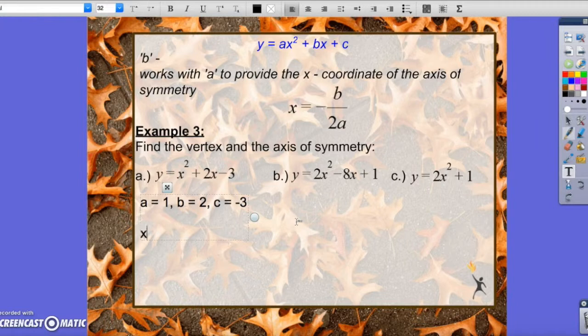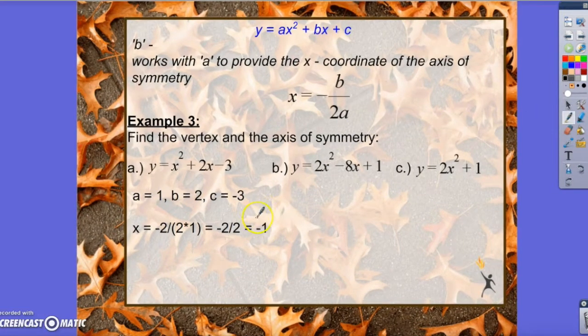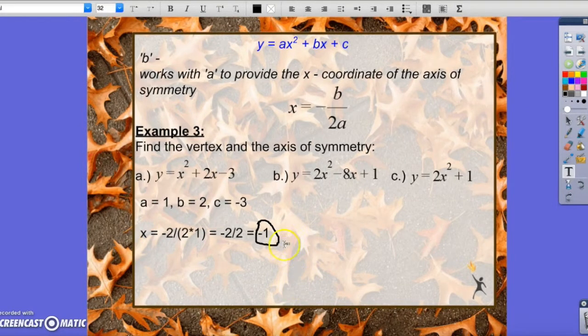All right, so I'm going to plug it into x equals negative b over 2a, so negative 2 over 2a. I get negative 2 over 2, which equals negative 1. So that is my x of my vertex. Now, how to find y? Vertex is x comma y, right? So what we actually are going to do for this, we're going to take negative 1, plug it back in here for y, and find what y equals.